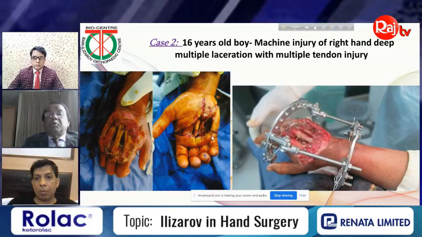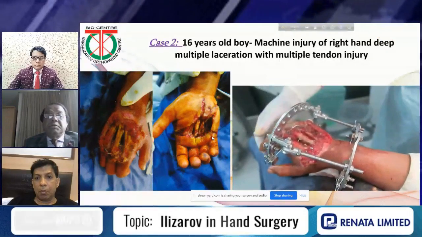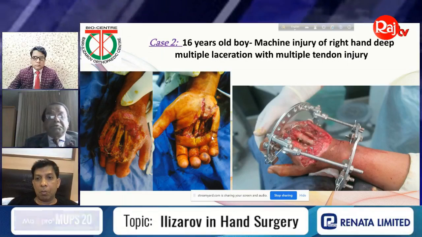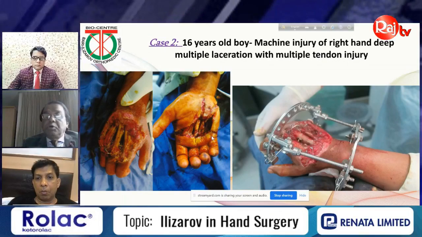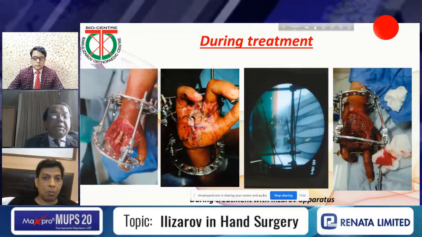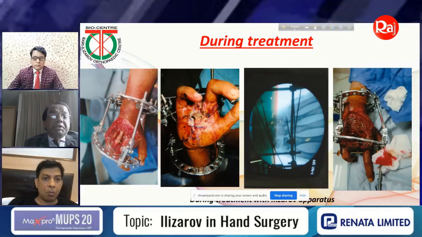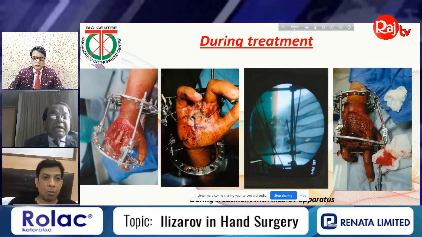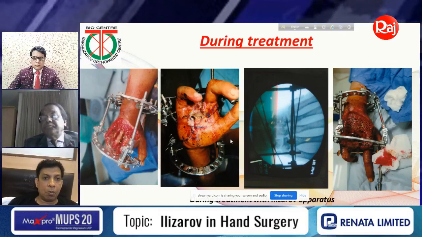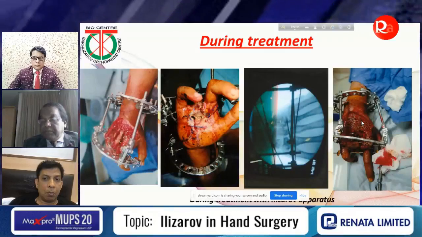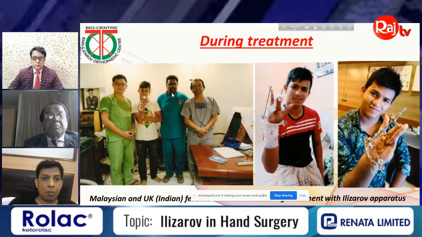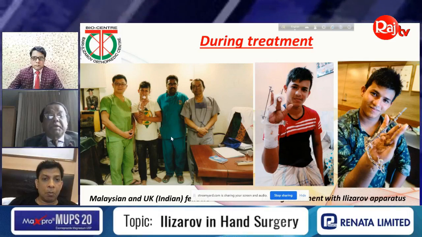Exposed bone and tendons, machinery injury of the right hand, deep multiple lacerations with multiple tendon injuries. So you can see here, I put the Ilizarov apparatus, one ring here, and this is the arch with hinges, sequential. Dressing and skin grafting were done, and then this is probably this person from UK, Indian.